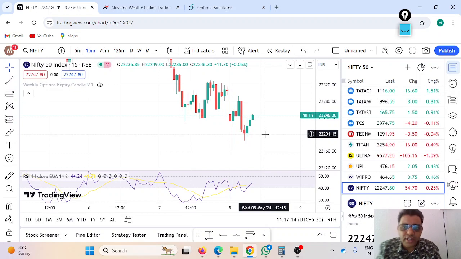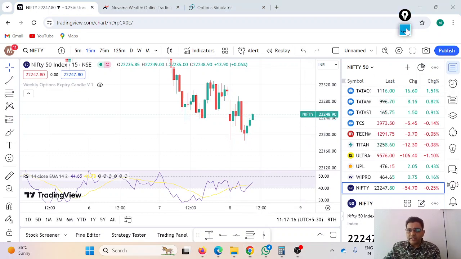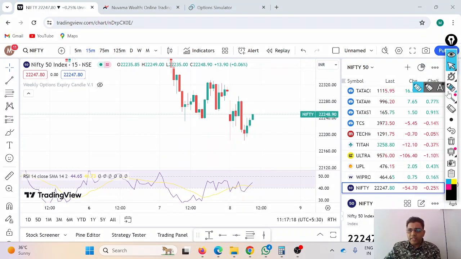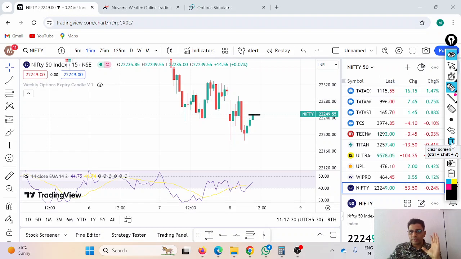Similarly, if you consider it here, currently Nifty is trading around 22,248. This is Nifty's current value. Let's say we are betting for 22,000. Then the probability of Nifty giving a closing above 22,000, or you may say 22,500.